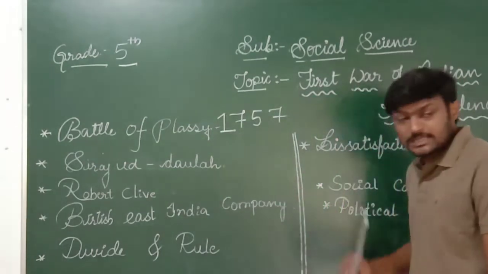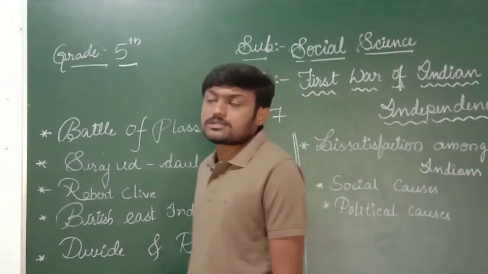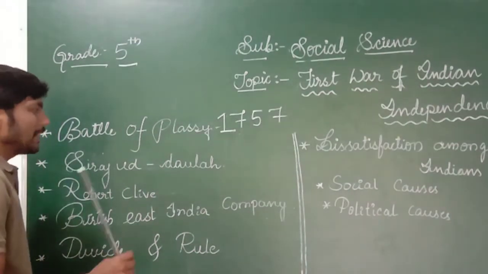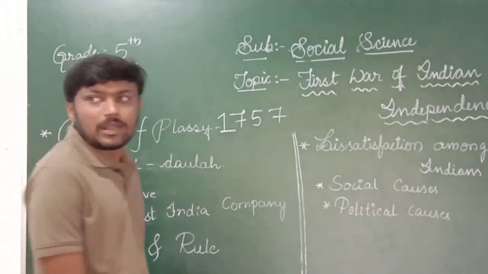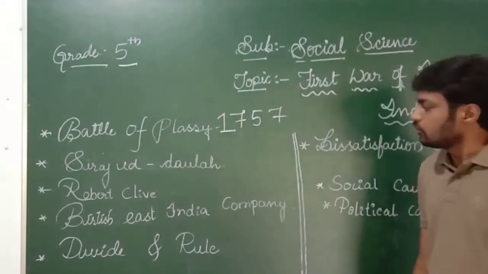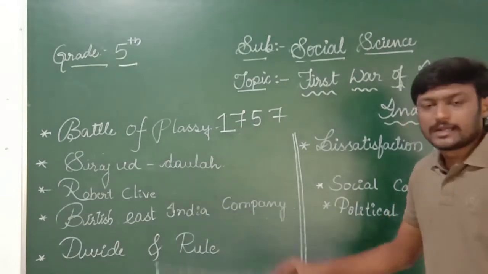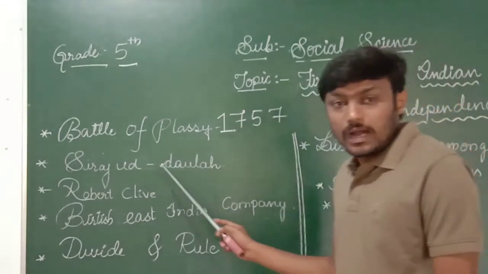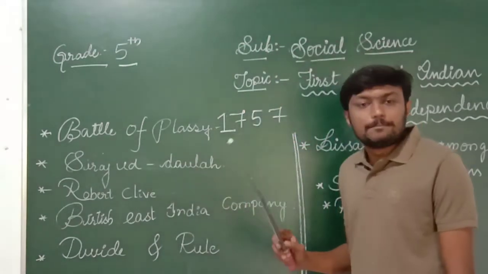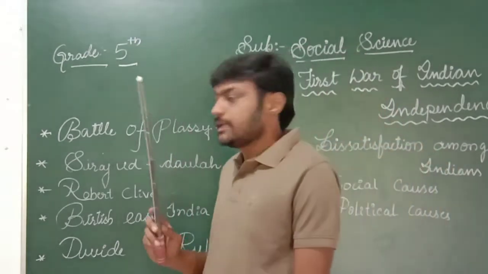Because of this reason, a war took place that is called the Battle of Plassey. The Battle of Plassey was fought between Robert Clive and Sirajuddaulah. Robert Clive was a British governor appointed by the East India Company to look after the business of the East India Company in India.